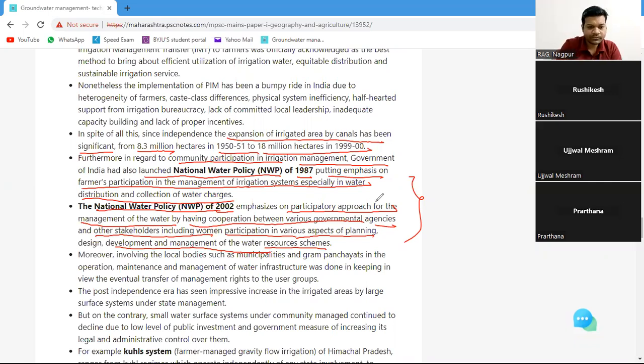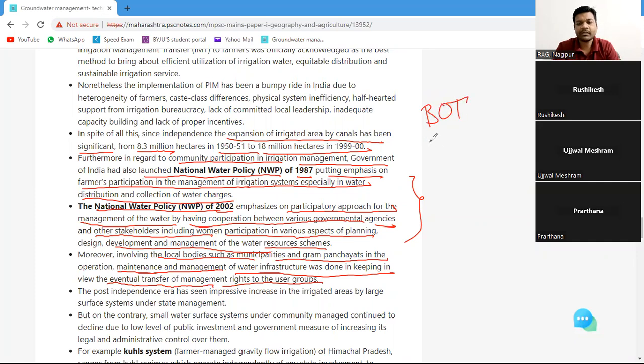Involving local bodies such as municipalities or gram panchayats in the operation, maintenance and management of water infrastructure was done keeping in view the eventual transfer of management rights to the user groups. That means there is something called BOT. BOT means build, operate, and transfer.